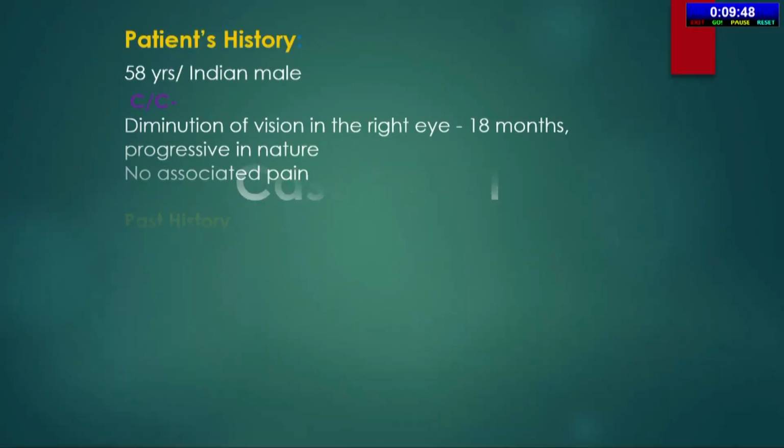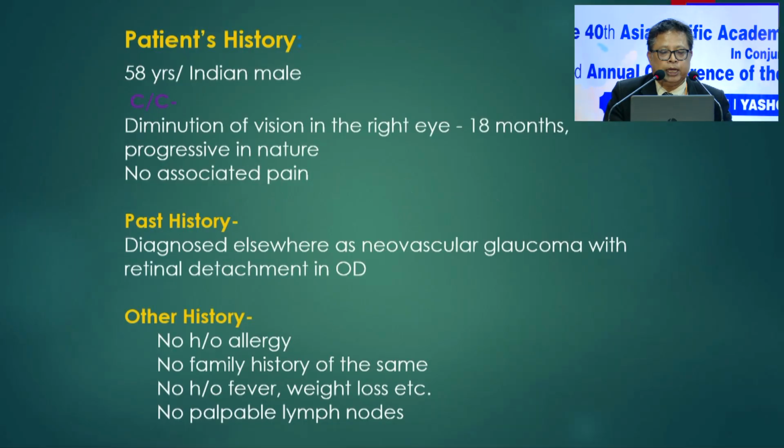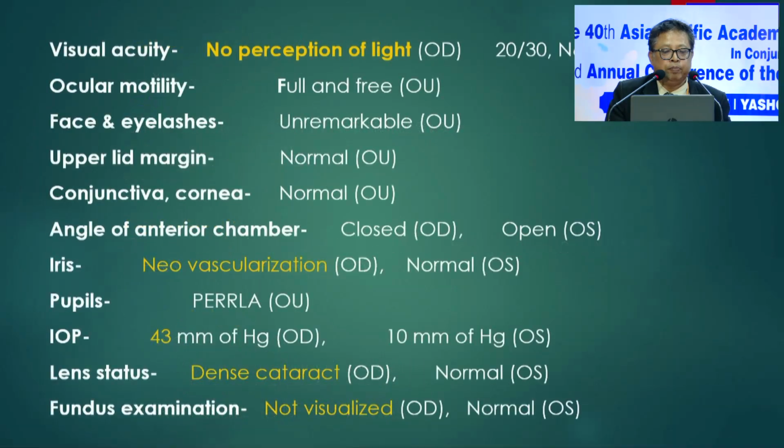Now, case number 1 is very interesting. A 58-year-old Indian male from Northeast India. There was dimness of vision in the right eye for 18 months, and there was a diagnosis of neovascular glaucoma and retinal detachment in that eye from elsewhere. No other significant history, and there was no perception of light in the right eye. Left eye vision was okay. The iris shows some neovascularization in certain quadrants. IOP was 43 mm of mercury. There's a dense cataract in the right eye.